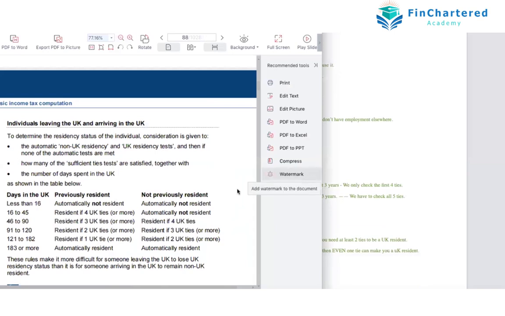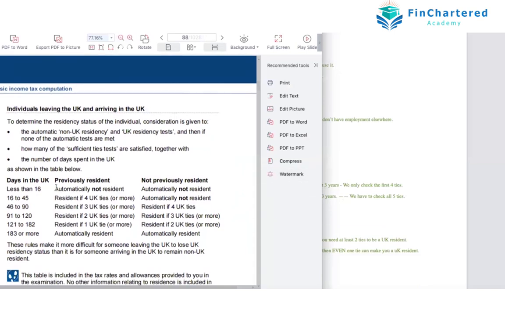So you see, you have this: less than 16 days, automatically not a resident. 16 to 45 days, again, resident if 4 UK ties or more. So basically, there's a table that looks at how many days you were in the UK and how many ties that you have. You can put this table there, right?